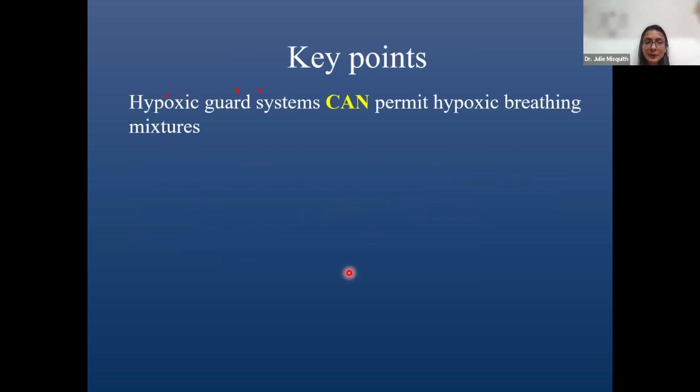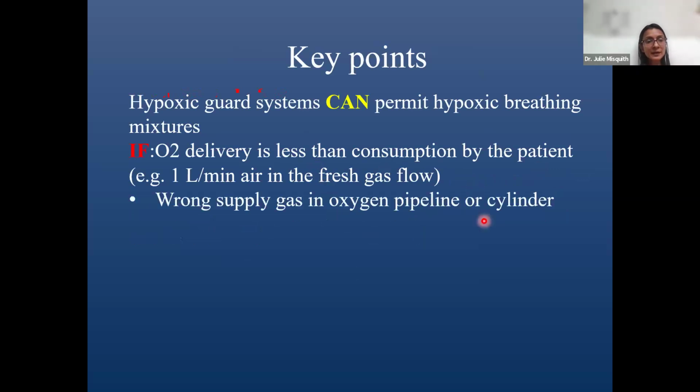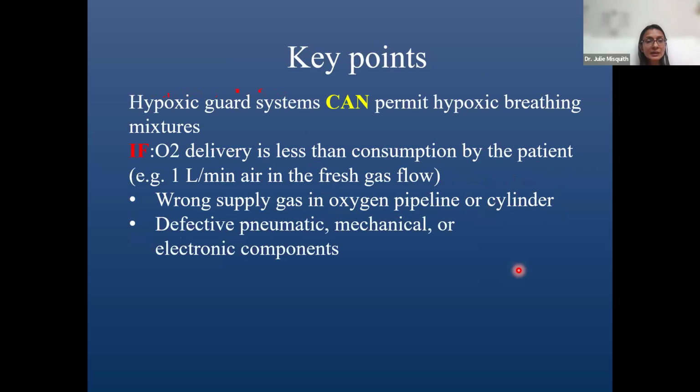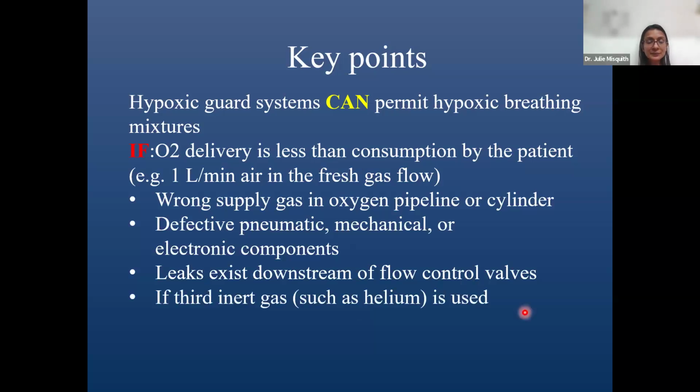So the key points you have to remember are that hypoxic guard systems can still permit hypoxic breathing mixtures if oxygen delivery is less than the consumption by the patient, like how Dr. Megha mentioned in her talk on low flow anesthesia. Also if the wrong supply gas is in the oxygen pipeline or cylinder, if there is a defective pneumatic, mechanical, or electronic component, and if leaks exist downstream of the flow control valves. And if a third gas is used other than nitrous oxide and oxygen, then hypoxic mixtures can be delivered to these patients in spite of the hypoxic guard systems.